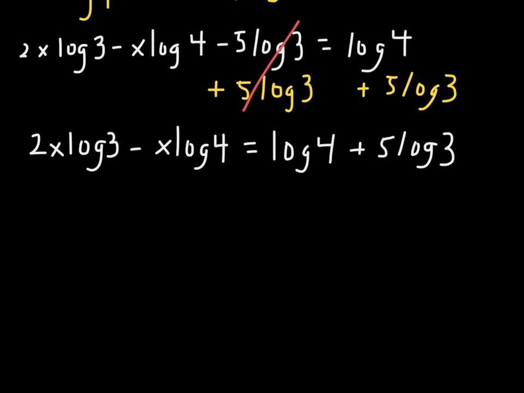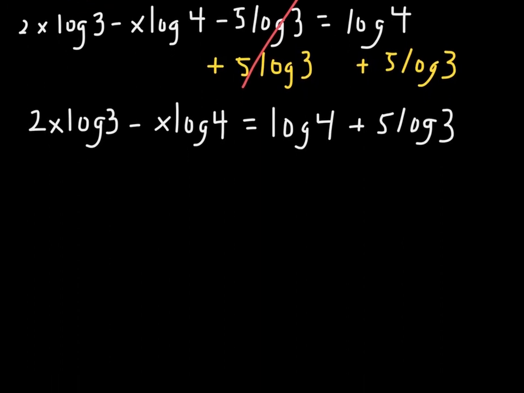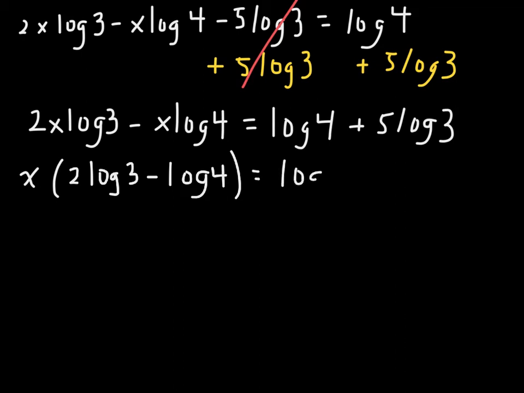What I recommend you do at this point is factor out a common factor of x from this left side. When you factor out an x from this term and from this term, what you're left with is 2 times log 3 minus log 4. Bringing down the right side. Let me erase this. This is supposed to be a 5. Make it look more like a 5.